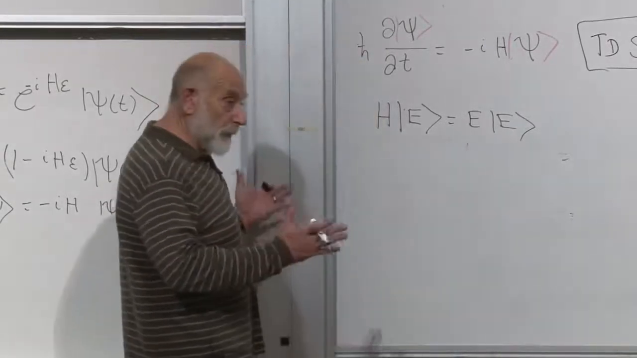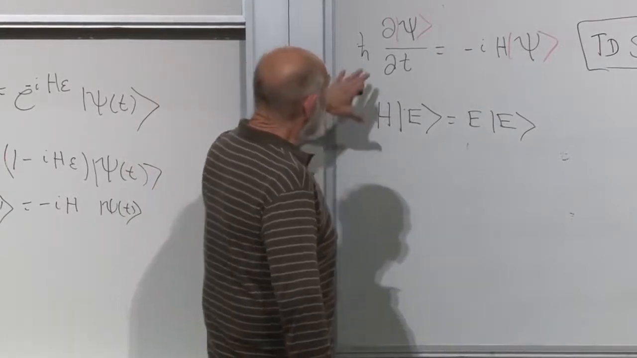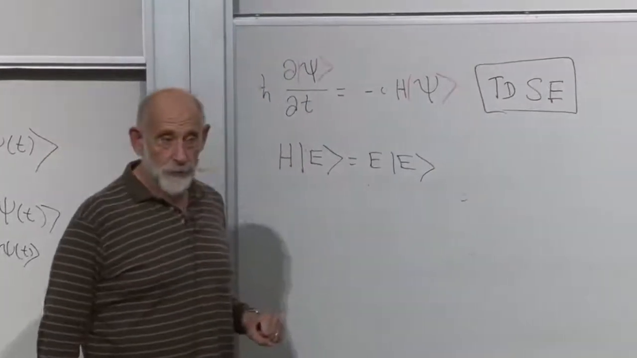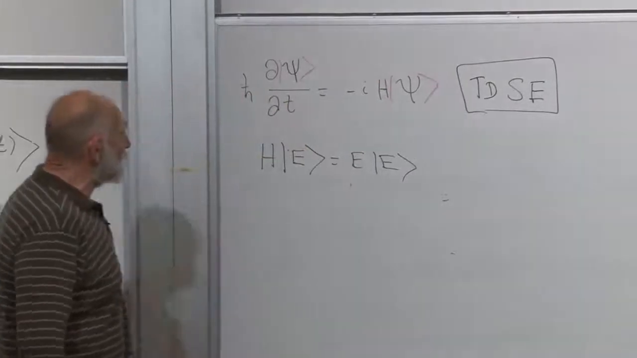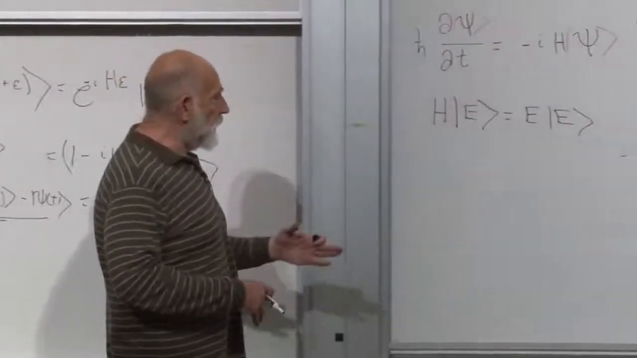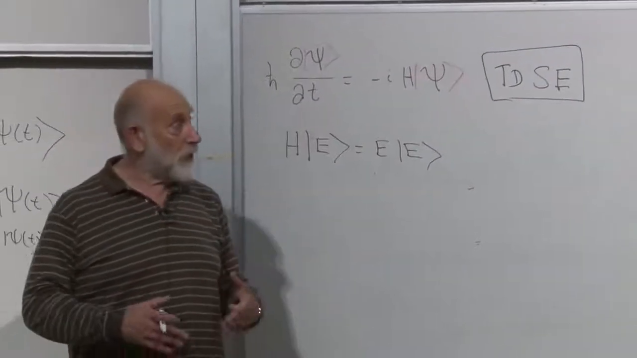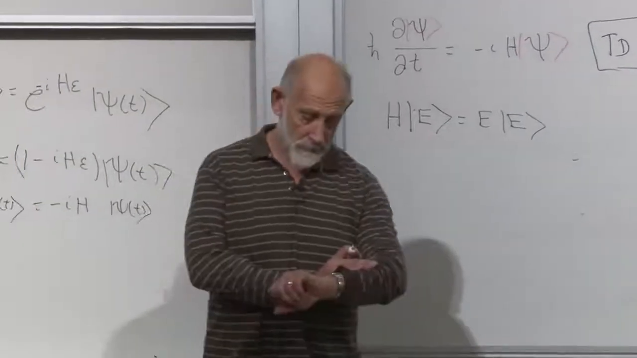Again, we went through this. We did some examples two quarters ago. On the other hand, this equation tells you how the state vector changes with time. And as you can see, it's the same H in both equations. So the question of the energy levels of a system is intimately bound up with the way that the system changes with time. Okay, so good.